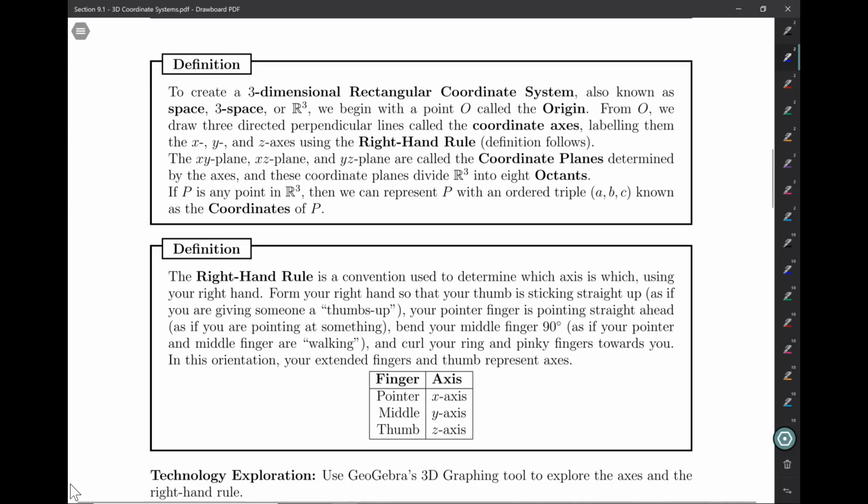So the right-hand rule is essentially what you do is you put your thumb up, thumbs up towards the z-axis. Your pointer finger should be pointing in the direction of the positive x-axis, and your middle finger should be pointing in the direction of the positive y-axis. So basically your pointer finger, your middle finger, and your thumb all represent three different axes. And then you just curl your other two fingers in towards your palm, your pinky finger and your ring finger.